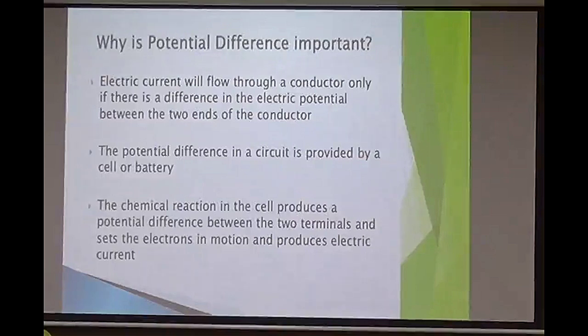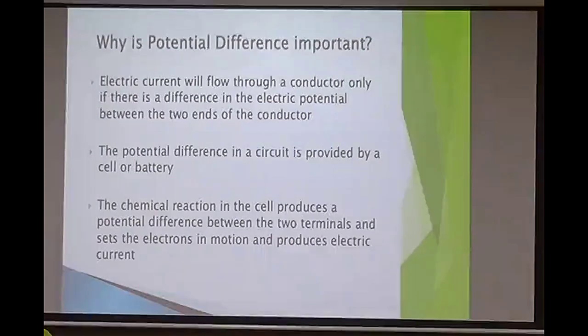And what creates the potential difference? That is being given by a cell or a battery. And what happens in a cell or battery? The chemical reaction in the cell produces a potential difference between the two terminals and sets the electrons in motion. It is actually chemical energy getting converted to electrical energy. So the chemical reaction will put the electrons in motion and will produce electric current.